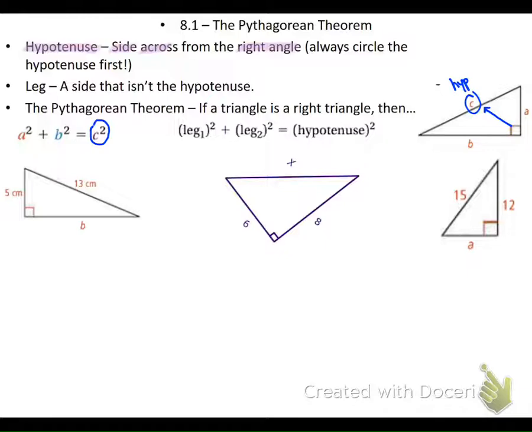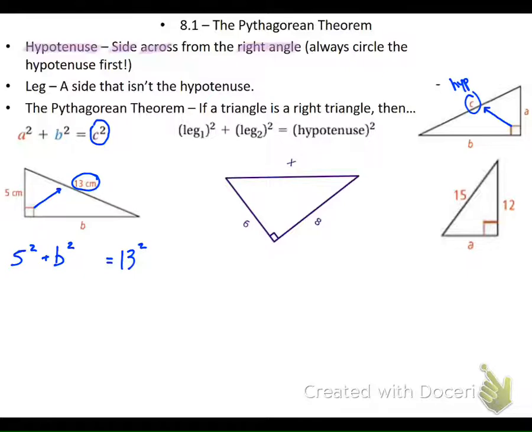And so when I'm going through this first problem, again, my hypotenuse, the one across from the right angle, is 13. And so I know that that's going to be the one that's by itself. So I've got 13 squared on the right-hand side. And then on the other side, I can just square the other two and add them together. So I get 5 squared plus b squared. And so then I can just simplify and then solve my equation.